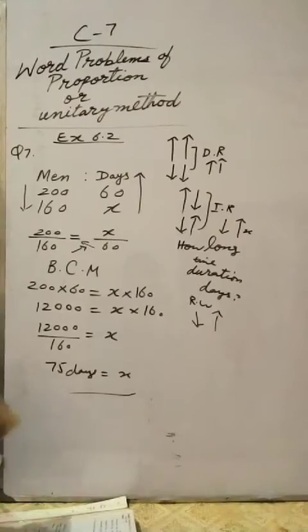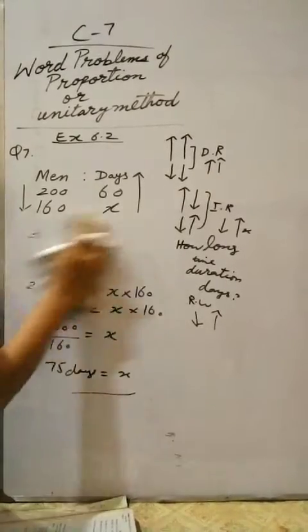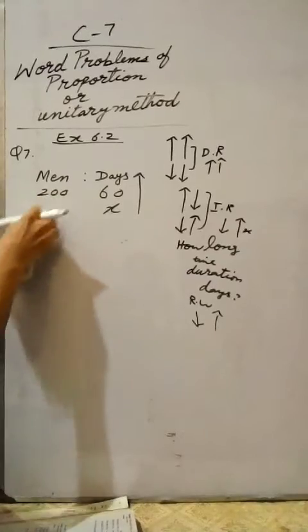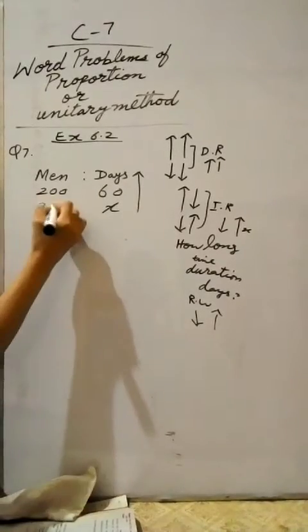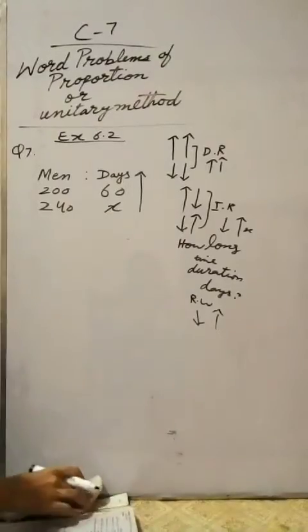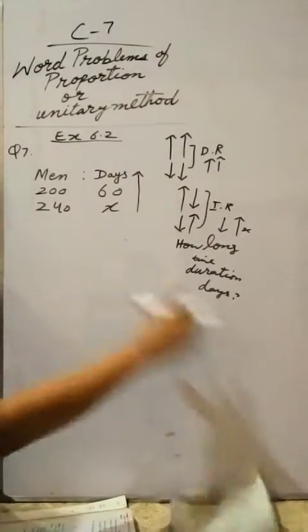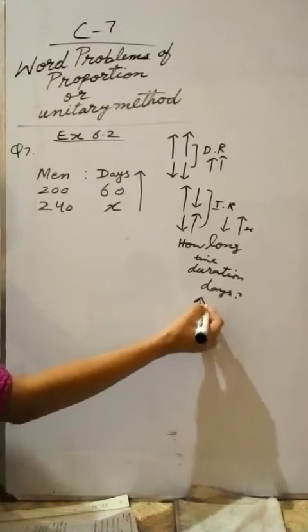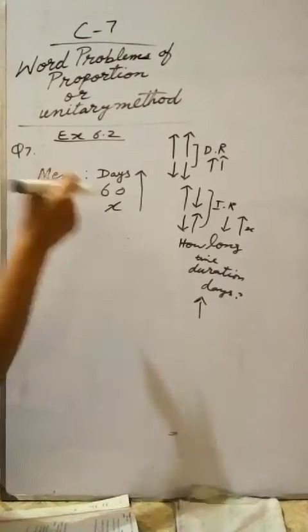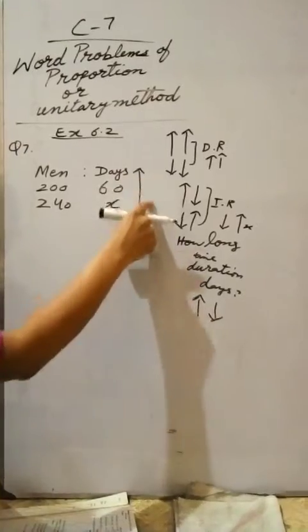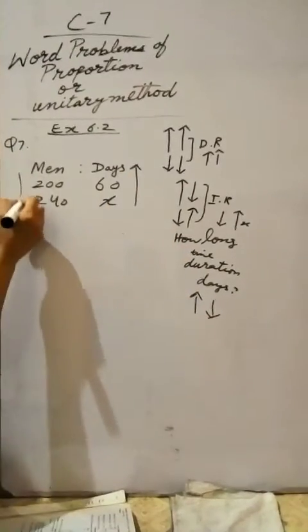Now I am solving the next question. Same question for this. Let's see if the men are increasing. If men are increasing, we always put the increasement sign on the finding thing on x, on the side of x. Now men are increasing. The food will be used for less days. So decreasement sign. But we always put increasement sign here and decreasement sign here.